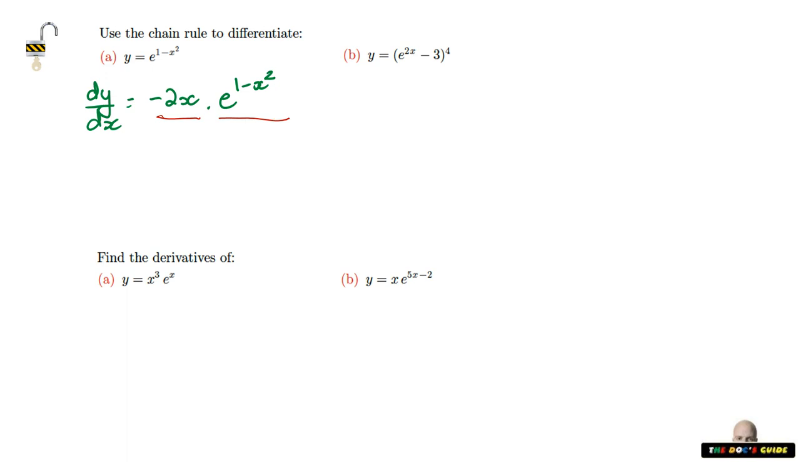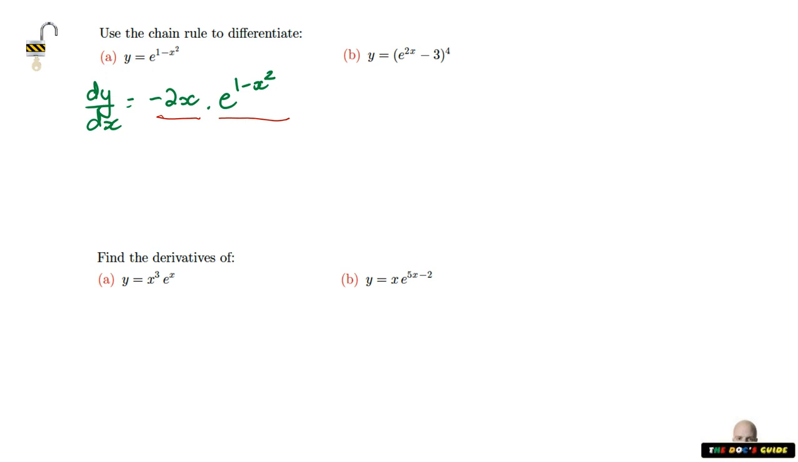Now there's nothing much we can do to simplify that now, so that's it. If it comes to something more complicated, like in part B, then we might do a little bit of algebraic simplification.